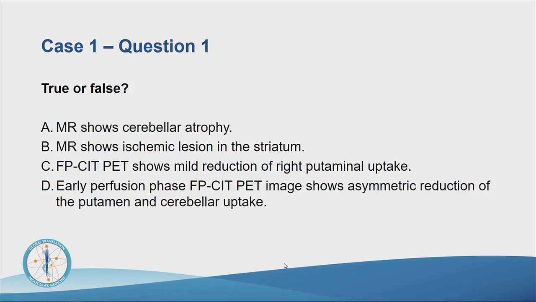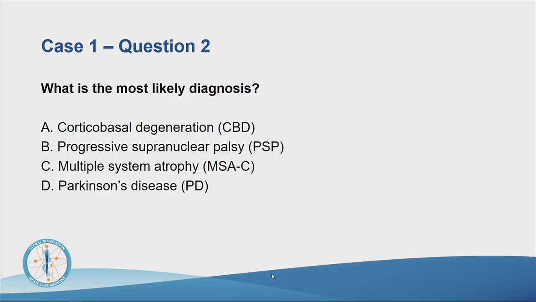So, we have just agreed on the imaging findings. What is the most likely diagnosis? It's very easy. Correct: multiple system atrophy, and clinically, this patient is the cerebellar type.